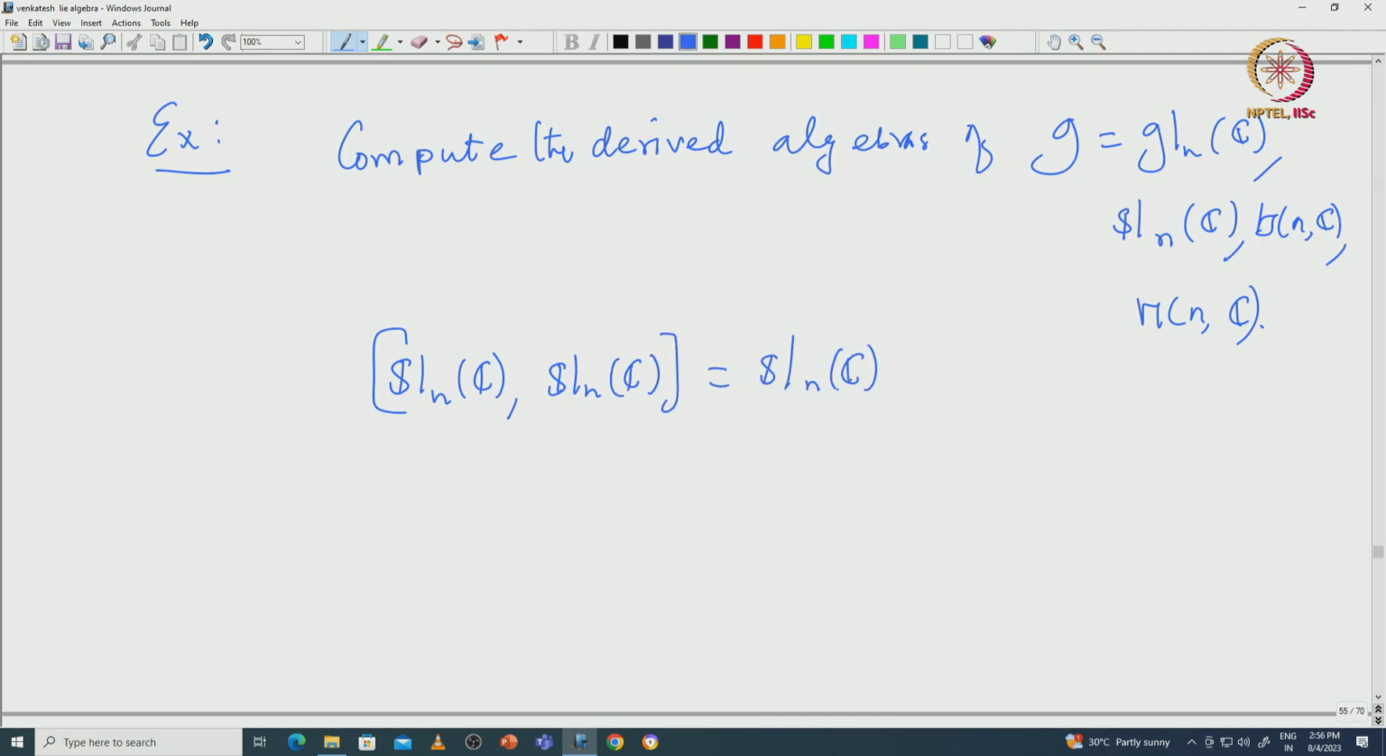So, this is something you can verify. Maybe I will do it during the problem solving session. This is all about product of ideals and sum of ideals and so on. So, these are all the ways one can actually get some new ideals.